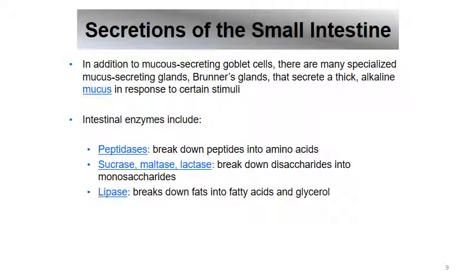Secretion of the small intestine. So what we're going to see is the small intestine can make those enzymes that can break down any kind of nutrient. So we saw that with the pancreas. Pancreas also makes a lot of enzymes, but the small intestine also makes these enzymes. In addition to these enzymes being made, the small intestine also has these goblet cells. They release the mucus. And there are also these Brunner's glands that also release the mucus.